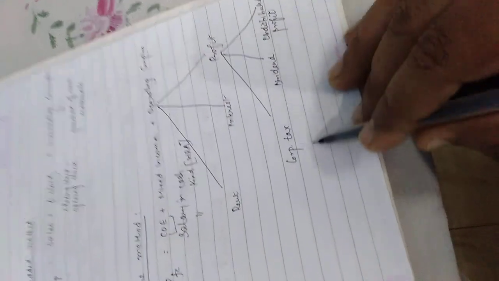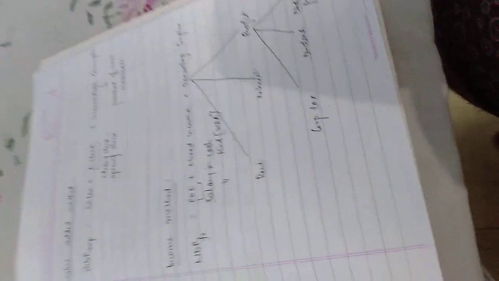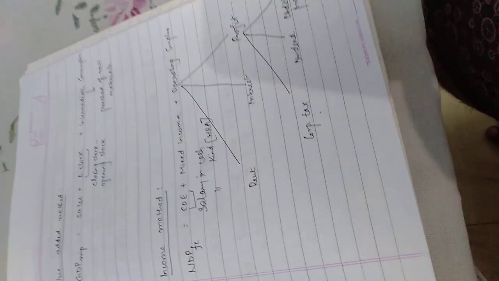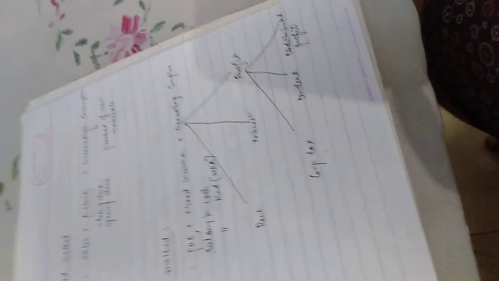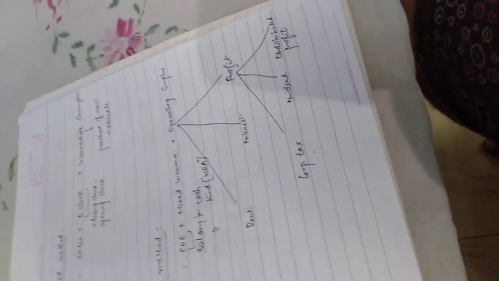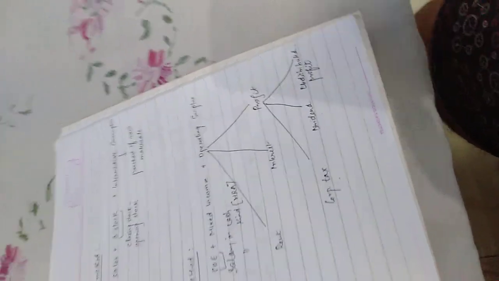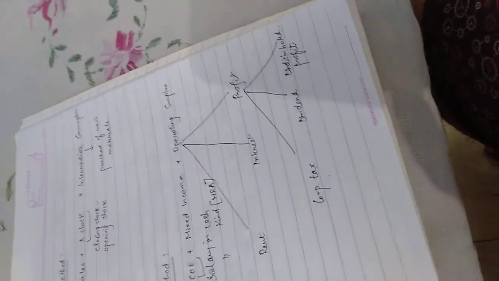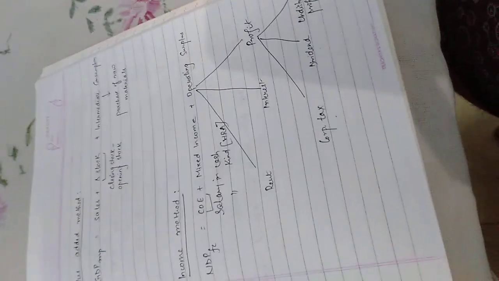Profit again has some parts. This is corporate tax, which is the tax paid by the companies. Dividend: the share of profit that is given to the shareholders is called dividend. And the third word is undistributed profit, which means that part of profit which a company keeps with itself and does not distribute to the shareholders.